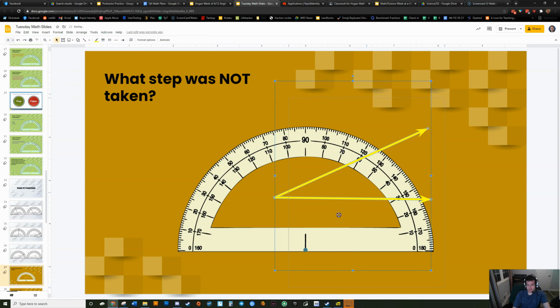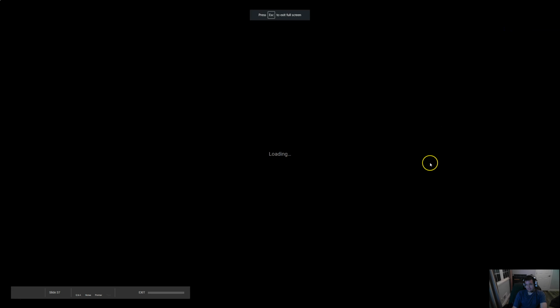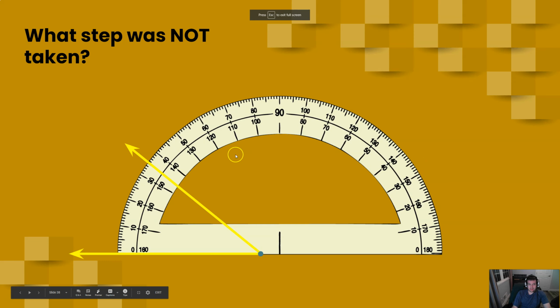Well, it's not going to be perfect because I can't seem to get them straight. But do you see how that's 25 degrees now? It's an acute angle measurement. Alright, what's wrong with this one?